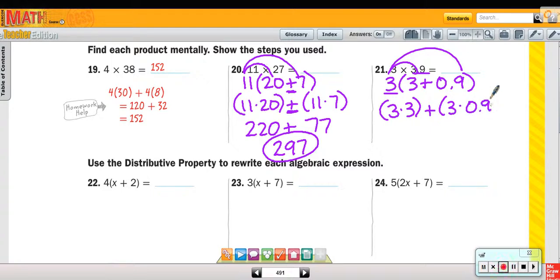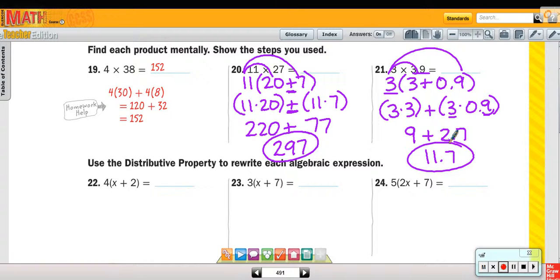9/10. So 3 times 3 gives us 9 plus, what's 3 times 9? 27. So 3 times 9 is 27, but I have to move my decimal back 1 spot. 2.7, which gives me 11 and 7 tenths. Does that make sense? Yes. Okay, let's try the next set.